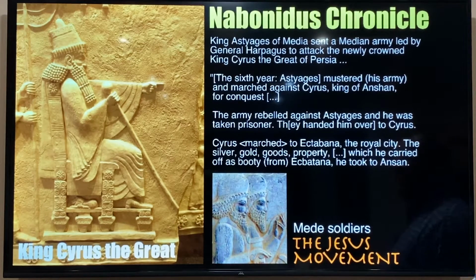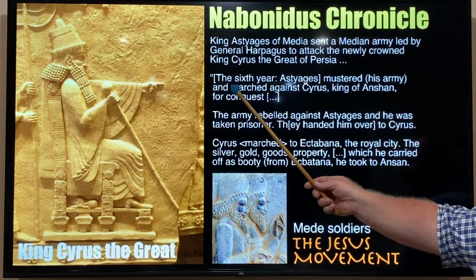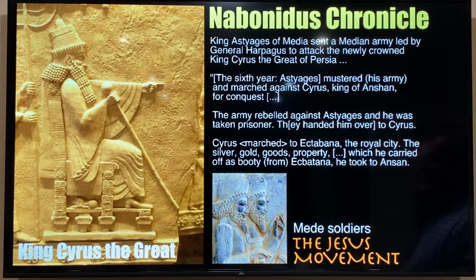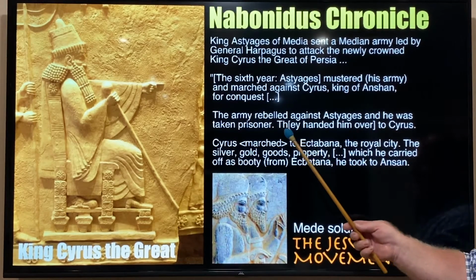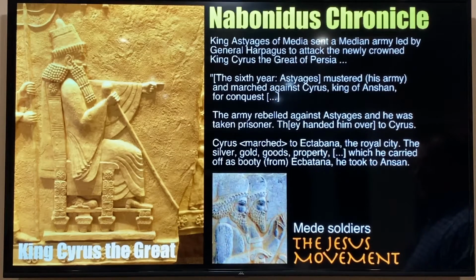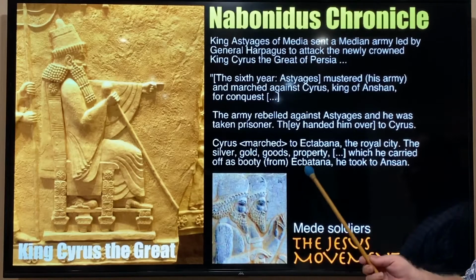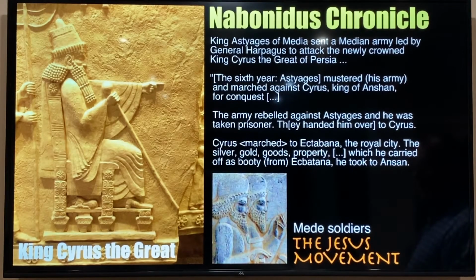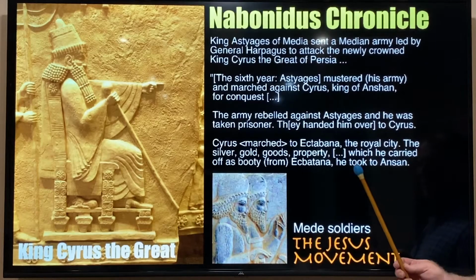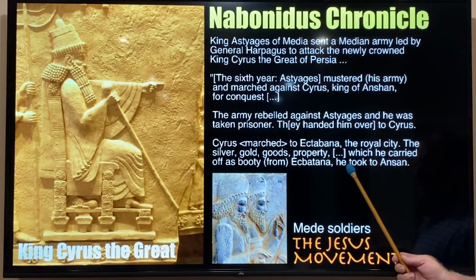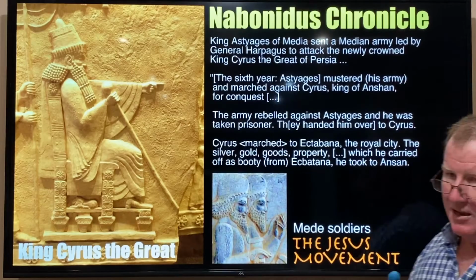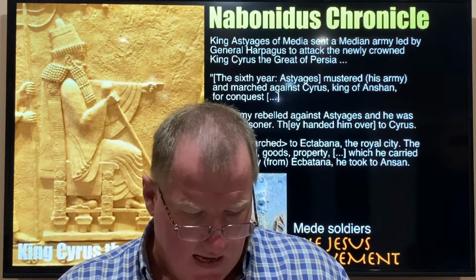So this message read, "The 6th year of Astyages mustered his army and marched against Cyrus, king of Anshan, for conquest. The army rebelled against Astyages and he was taken prisoner. They handed him over to Cyrus." So we find out that there's a rebellion on the Medes side. "Cyrus marched to Ecbatana, the royal city. The silver, gold, goods, property, which he carried off as booty from Ecbatana, he took back to Anshan." And so we find out here that they had this conflict and he took over this major empire.